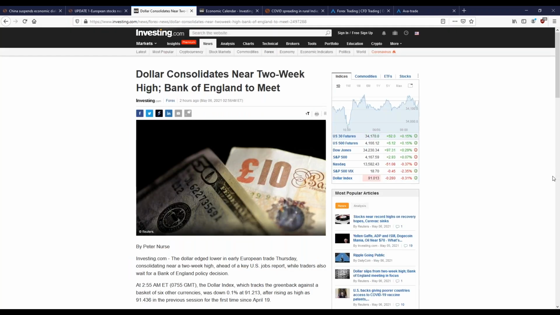Now we take a look at the next headline. Dollar consolidates near 2-week high, Bank of England to meet. Okay, we talked about that. There's an interest rate decision today and some other announcements. We'll take a look on the economic schedule affecting the pound and also other currencies. And why did the U.S. dollar hit a 2-week high? Why did the U.S. dollar strengthen and maybe pull the euro down recently?